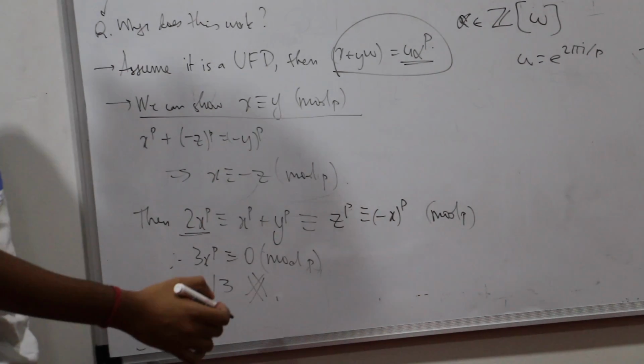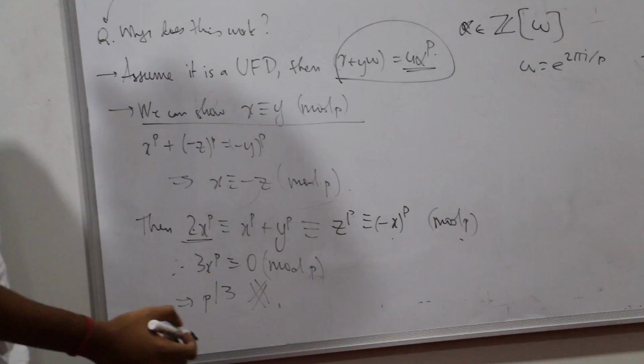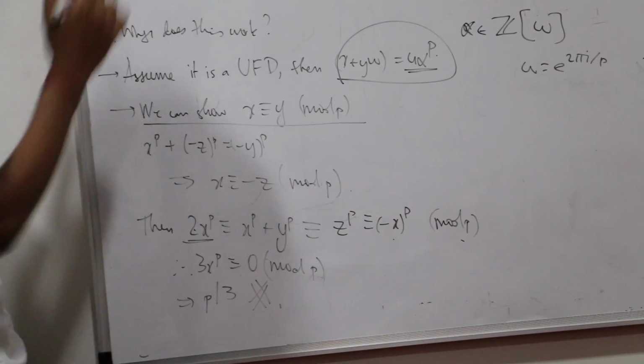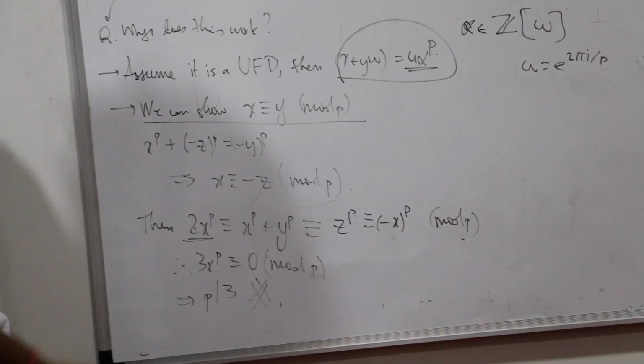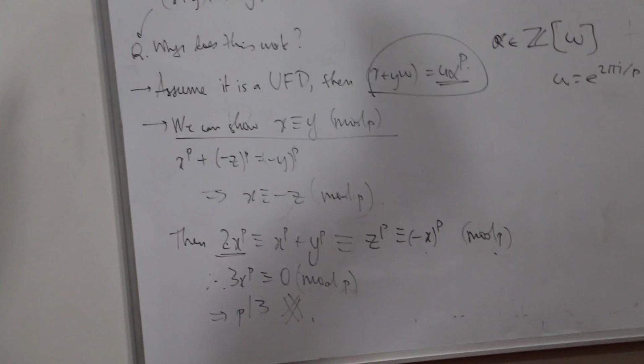So this is minus x^p. So 2x^p is congruent to minus x^p mod p. So 3x^p is congruent to 0 mod p. But p doesn't divide x, so p doesn't divide x^p. So p divides 3. But p is greater than 3. Contradiction. We have finished proving Fermat's Last Theorem for case 1.